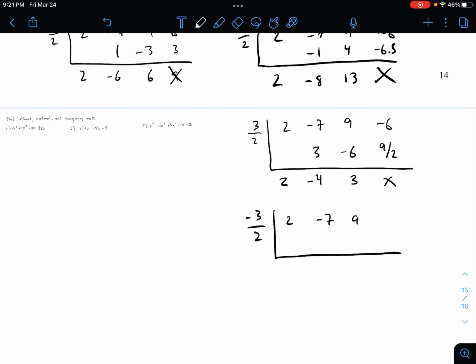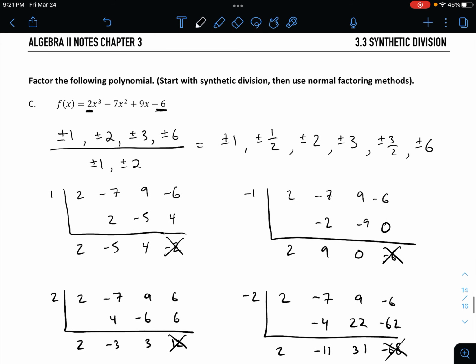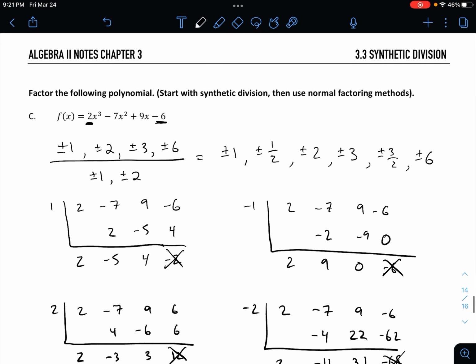All right, so -3/2. Bring down the 2. That's a -3. This adds up to be 10. That's -15. This adds up to be -6. And that's going to be 9, which also doesn't work. So unless we made a mistake somewhere, it looks like we are not going to have any rational zeros.